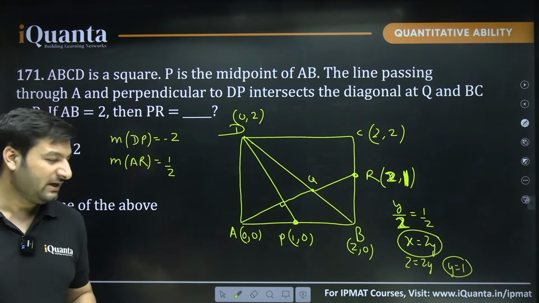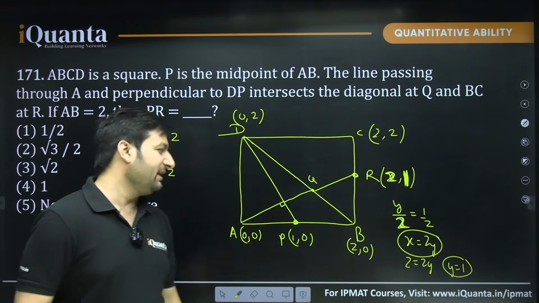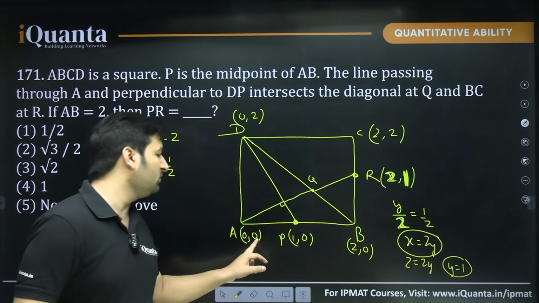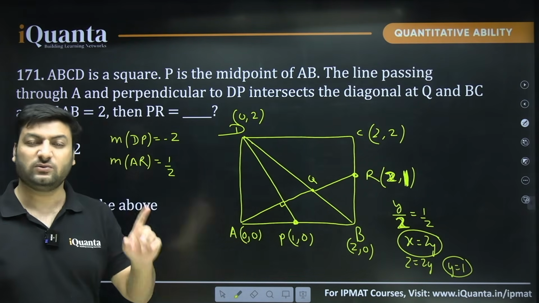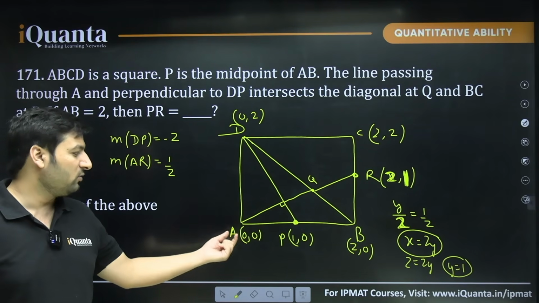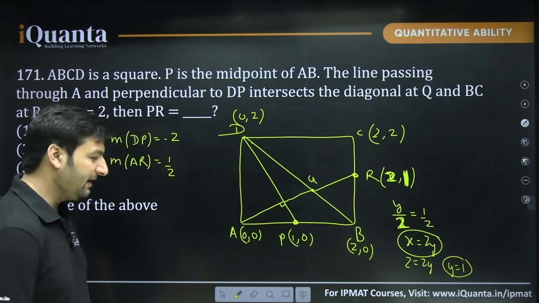Now I just have to check if the slope of AR is exactly half. Is it 1 minus 0 upon 2 minus 0, that is 1 by 2? That is exactly what I wanted. I have got the coordinates of A and R as well.